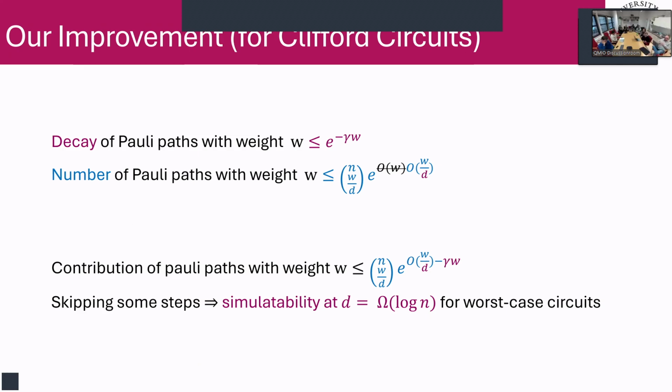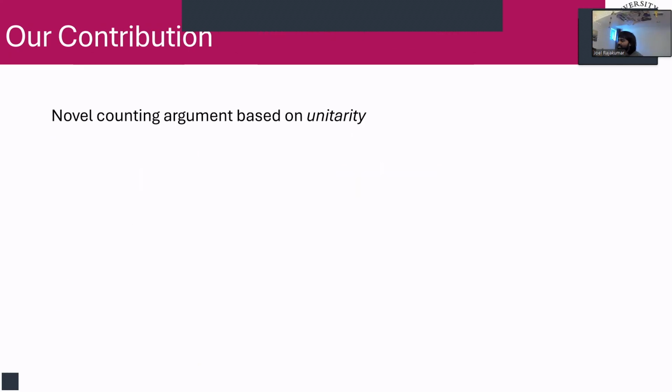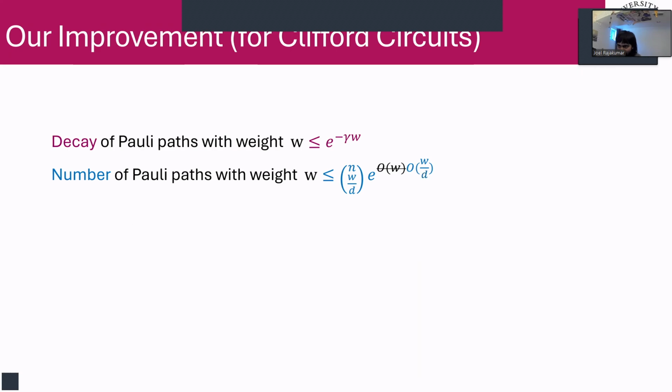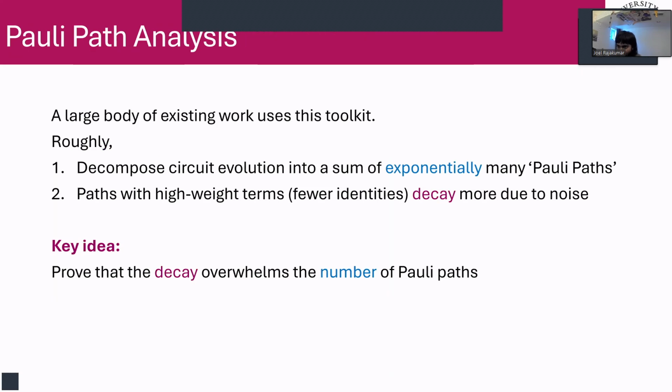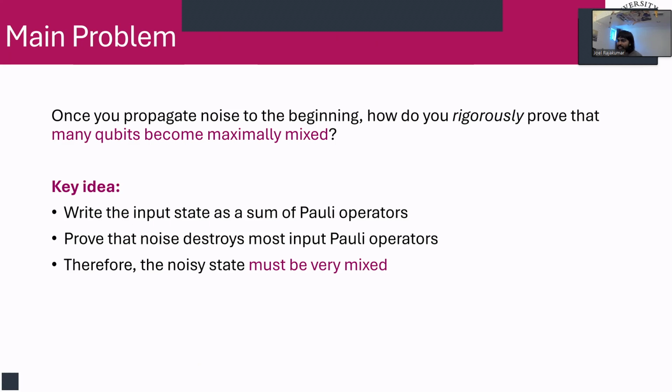That's another thing I'm not saying here, but this same counting argument lets me say that, remember the earlier point I was making, that I want to show that noise destroys most input Pauli operators. This whole argument, in effect, lets me say that different portions of the circuit become maximally mixed. Because I count the Pauli paths and I look at the decay, and then I show that the decay has overwhelmed the number of them. So now the only thing remaining must be the maximally mixed state in the small area.